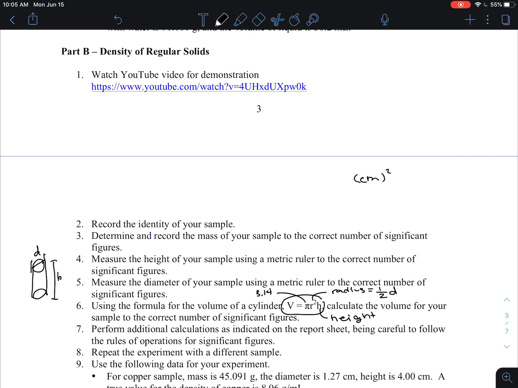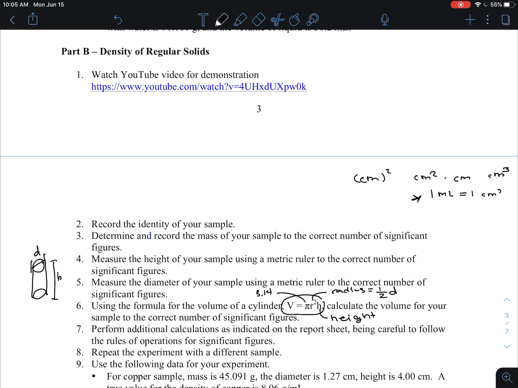Now, really important, if you have your radius and it's some number in centimeters and you square that, you get centimeters squared. And then you multiply that by your height, which is also in centimeters, you get centimeters cubed. Now remember, we want density, which is grams per milliliter or grams per centimeter cubed. 1 milliliter is equal to 1 centimeter cubed. Making sure you're in the right units, so if you did everything in millimeters, you want to make sure that you convert to centimeters, so you can then convert to volume, a more liquid volume unit.